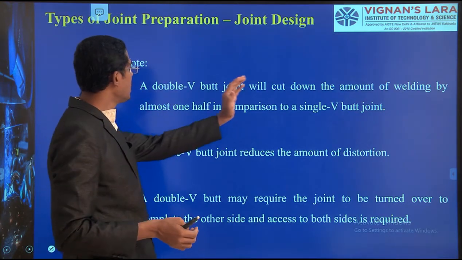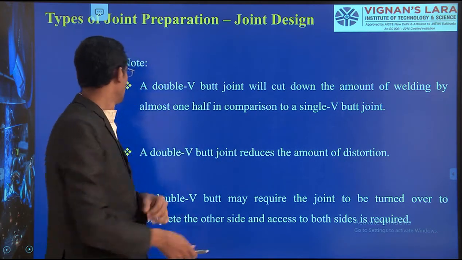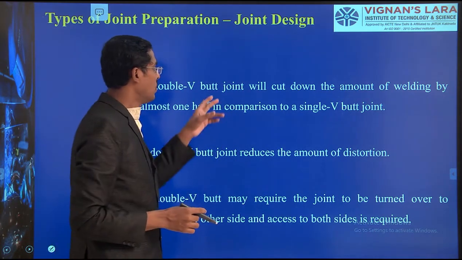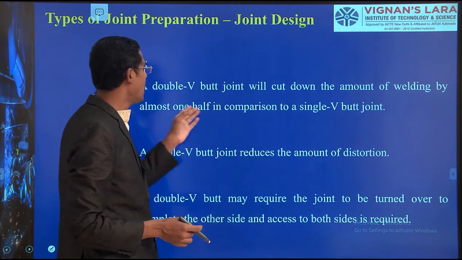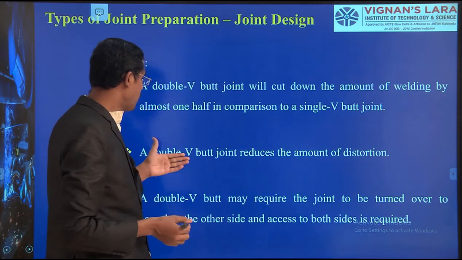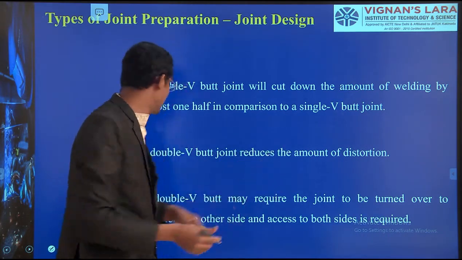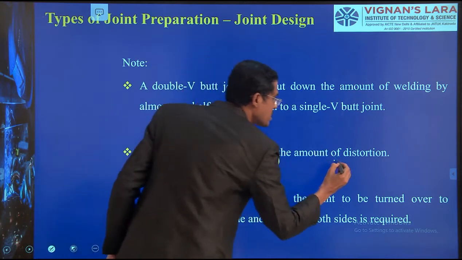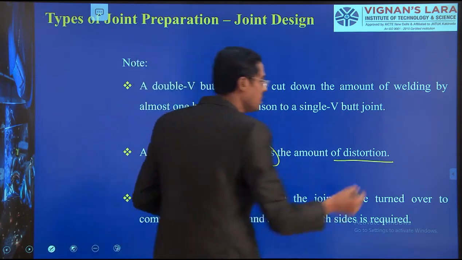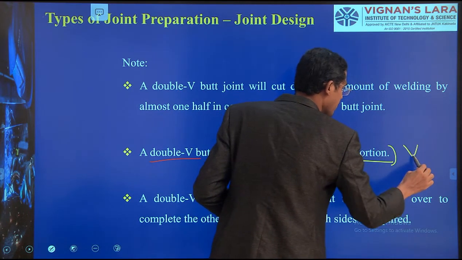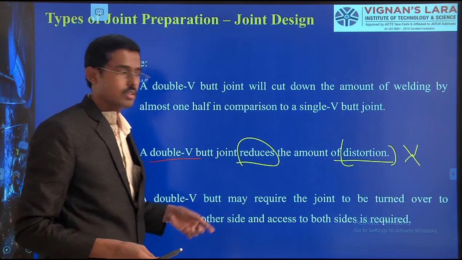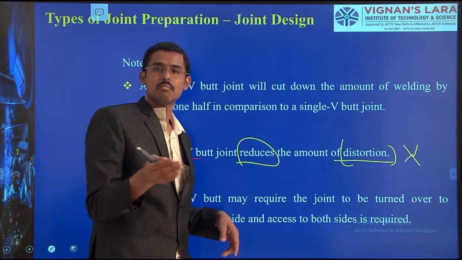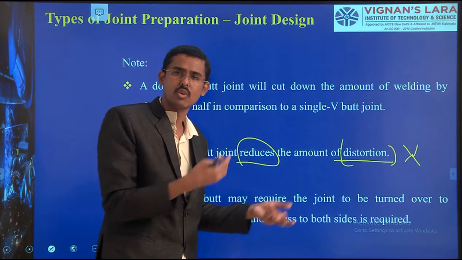A double bead butt joint will cut down the amount of welding by almost one half in comparison to the single bead butt joint. A double bead butt joint also reduces the amount of distortion. That is the point I told you: double V reduces the distortions. It should not bend. Therefore, we should always prefer making the double V preparations. It is recommended especially for greater than 16 mm. Less than 16 mm, usually the distortions are less, therefore we can go for single V itself.